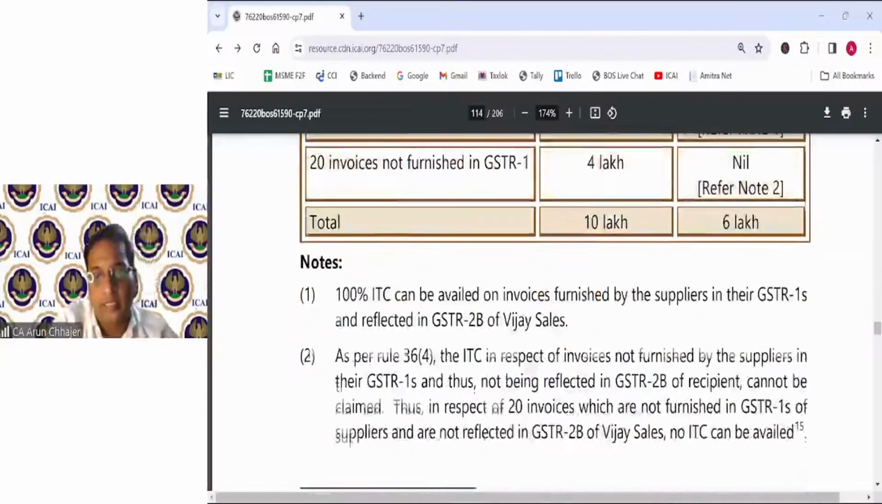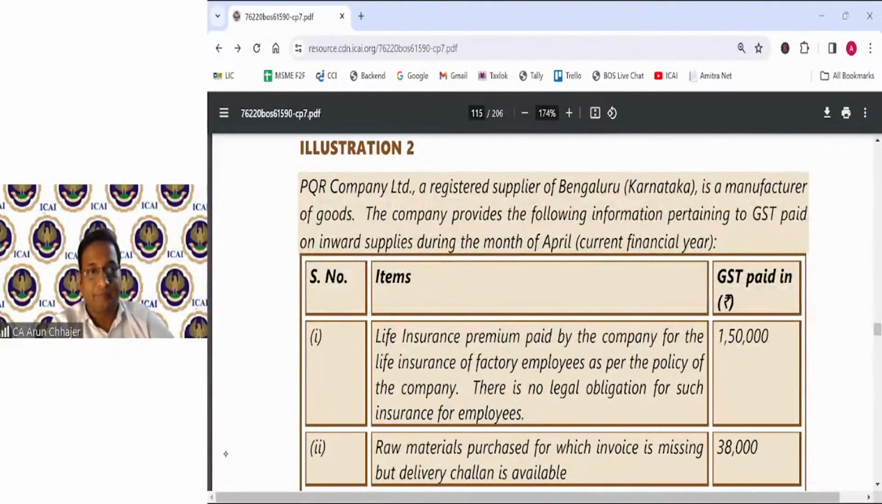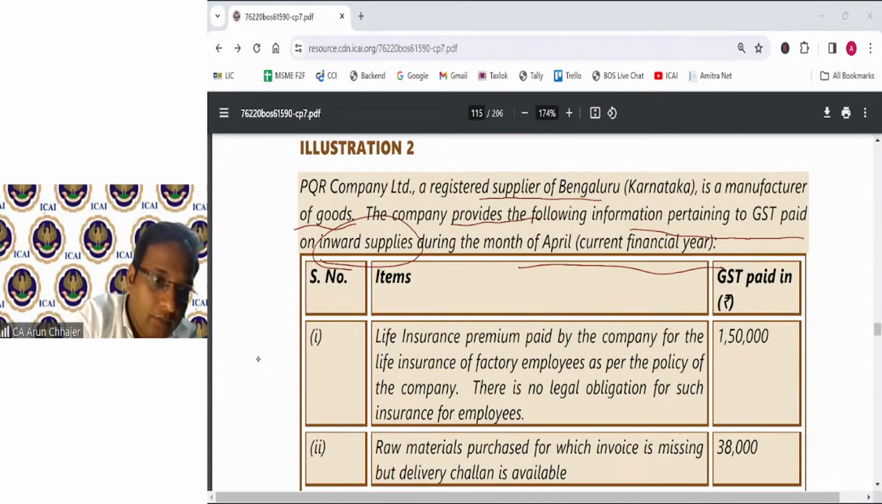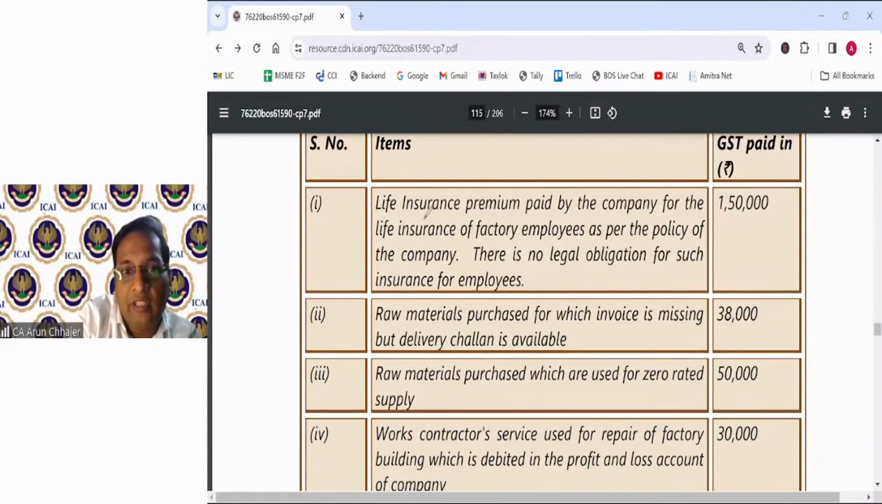You can read this particular condition. Illustration number 2, now kindly explain. PQR Limited, a registered supplier of Bangalore, is a manufacturer of goods. The company provides the following information pertaining to the GST paid on inward supply during the month of April. Life insurance premium paid by the company for the life insurance of factory employees as per the company policy. There is no legal obligation for insurance of the employee. Can he take the ITC or not?